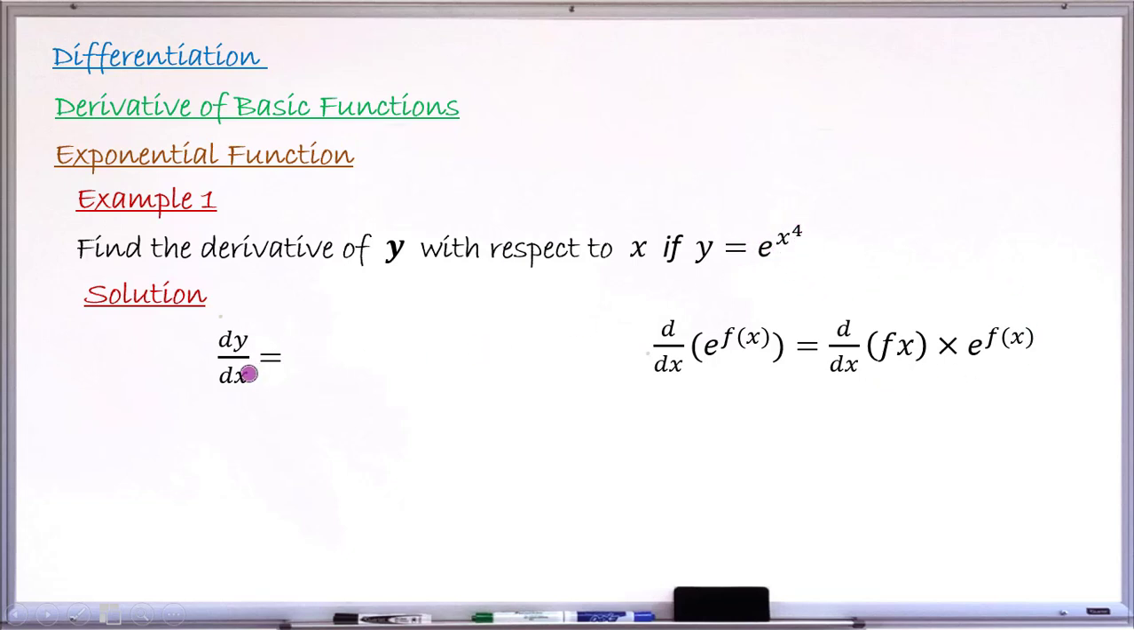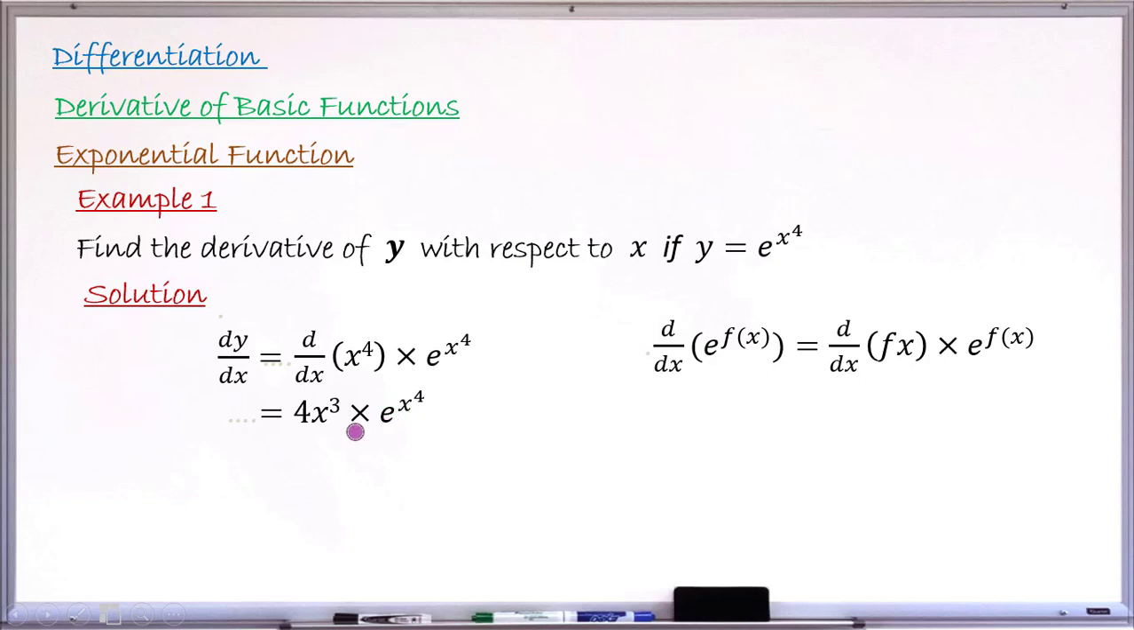In that case, dy by dx, my f(x) is now x raised to 4. Look at it, f(x) is x to the power of 4. So you find its derivative, then times the original exponential function. This will be equal to d by dx of x to the power of 4, then times e to the x to the 4, that is the original exponential function. The derivative of x to the 4 is nothing but 4x to the power of 3, then times the original exponential function e to the x to the 4.